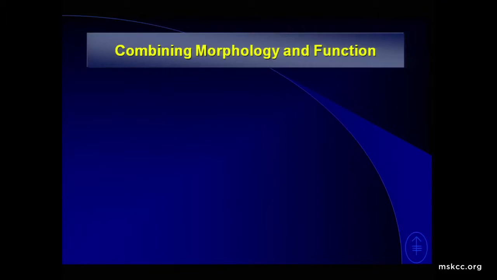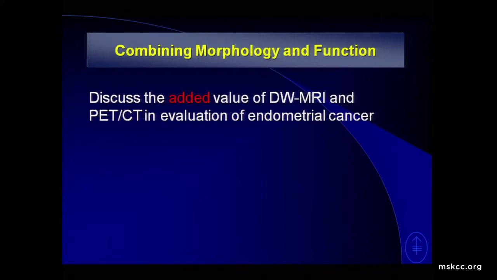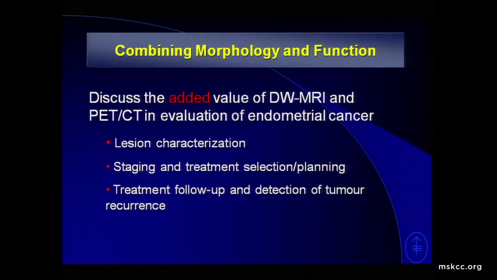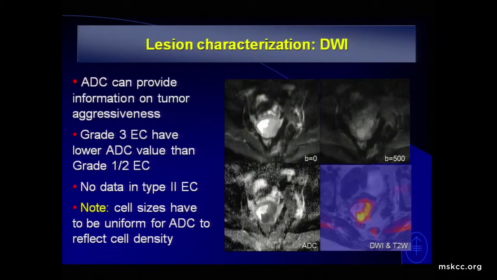So let me show you examples of how, by combining morphology, which comes for free beautifully with the MRI, well, not quite for free, but without extra effort in terms of post-processing, and function or physiology, you can help or add in various scenarios. For example, in lesion characterization, in staging and treatment selection and planning, treatment follow-up and detection of tumor recurrence, as well as in the prediction of treatment response and finally outcome. So I'll just start with this case.